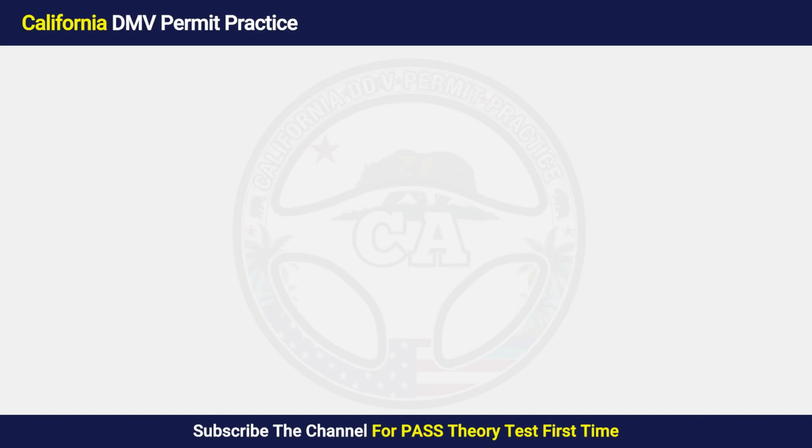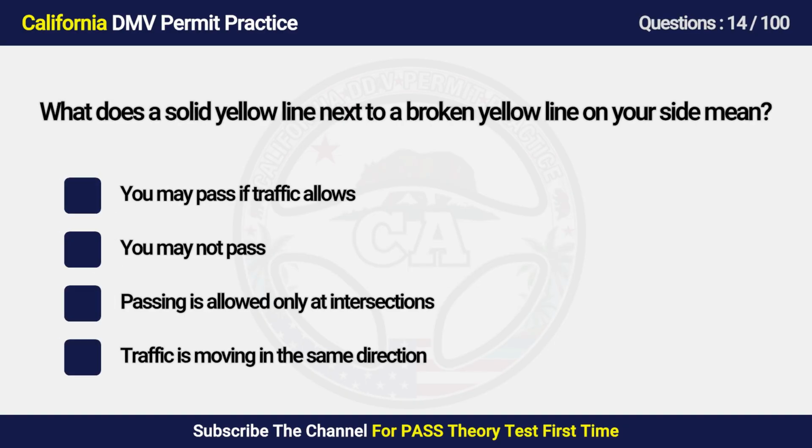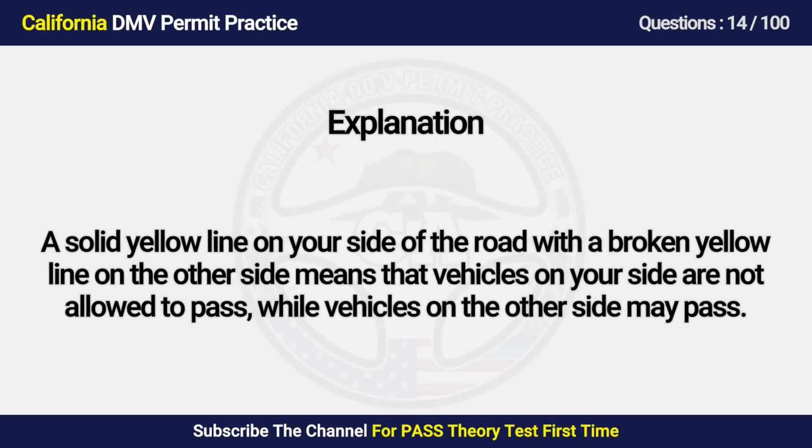Question 14. What does a solid yellow line next to a broken yellow line on your side mean? A. You may pass if traffic allows. B. You may not pass. C. Passing is allowed only at intersections. D. Traffic is moving in the same direction. Answer is B. You may not pass. A solid yellow line on your side of the road with a broken yellow line on the other side means that vehicles on your side are not allowed to pass, while vehicles on the other side may pass.